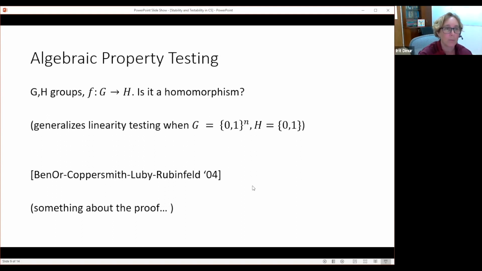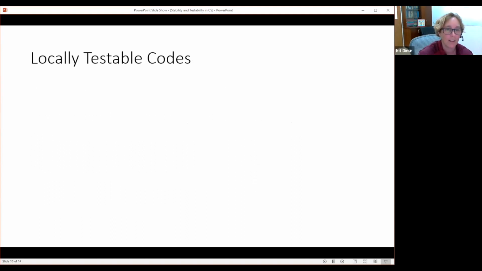So this was algebraic property testing. And I told you that in the first stages of this area, property testing, the algebraic questions were the most popular question.